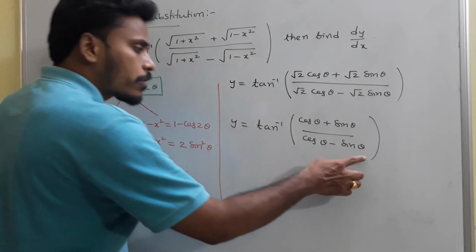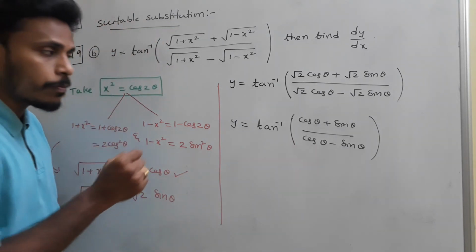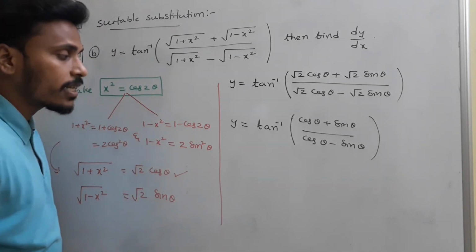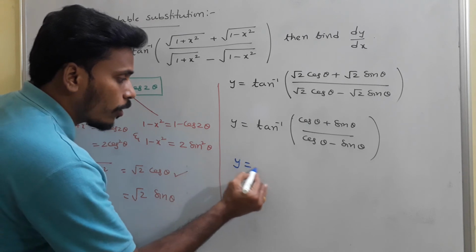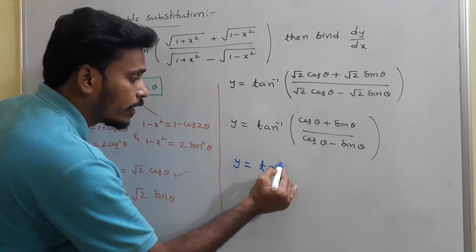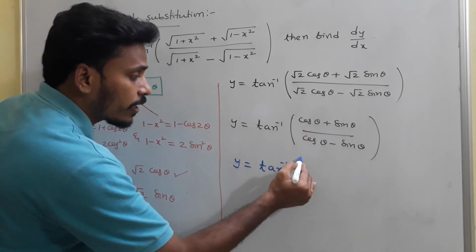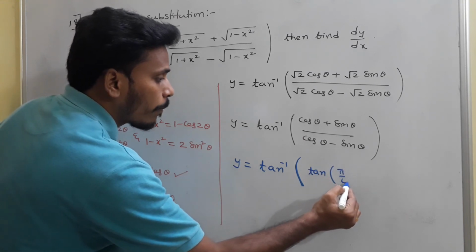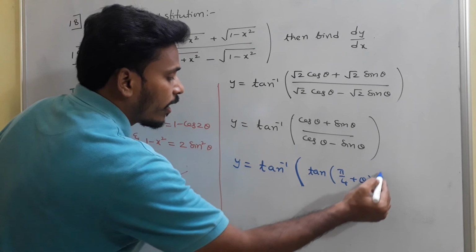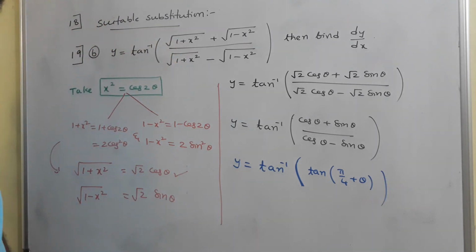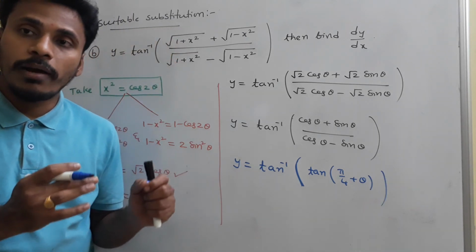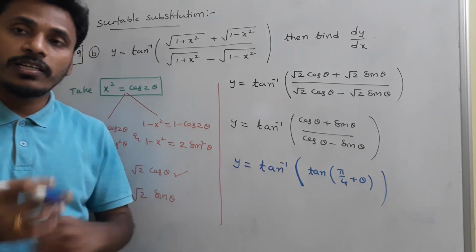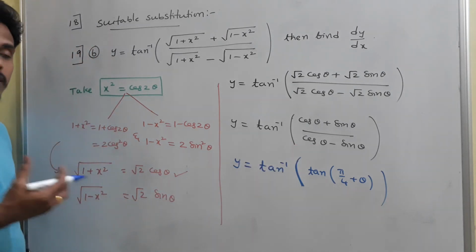We have a specific formula for this, cos theta plus sin theta by cos theta minus sin theta. So y is equal to tan inverse of, this is simply nothing but what? Tan of pi by 4 plus theta. Tan of 45 plus theta is 1 plus tan theta by 1 minus tan theta, and on simplification that is simply cos theta plus sin theta by cos theta minus sin theta.